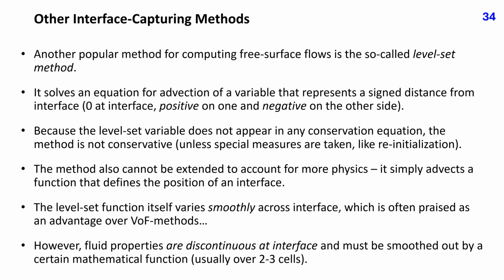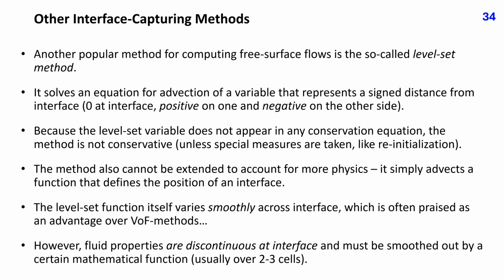Another popular method for computing free surface flows is the so-called level set method. It solves an equation for advection of a variable that represents a signed distance from interface, 0 at interface, positive on one and negative on the other side. Because the level set variable does not appear in any conservation equation, the method is not conservative. Many methods which minimize the effects of non-conservativeness have been published, like reinitialization of the level set function every few time steps. The method also cannot be extended to account for more physics. It simply advects a function that defines the position of an interface.